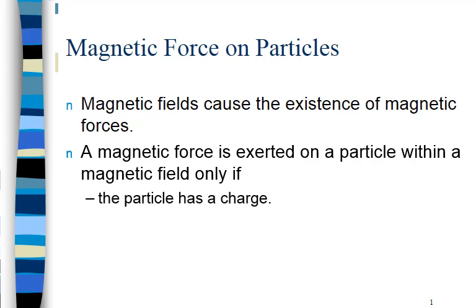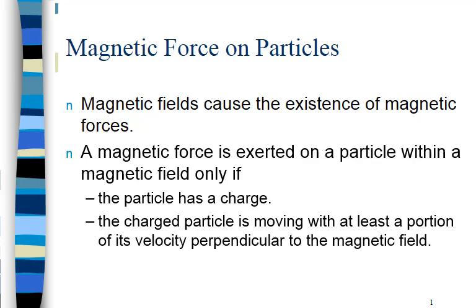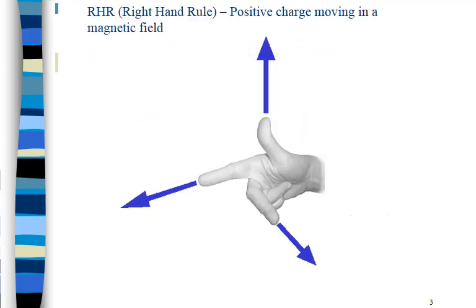If it meets these requirements, the particle itself has a charge, and the charge is moving at least a portion of it perpendicular to the magnetic field. If you have a charge that's moving in the same direction as a magnetic field, there's not going to be any force on it. And this is the first right-hand rule that we're going to use.